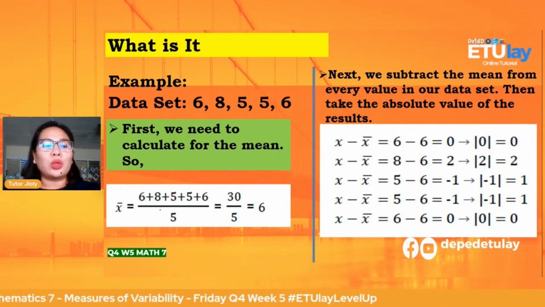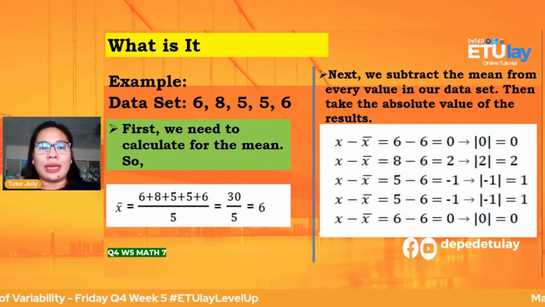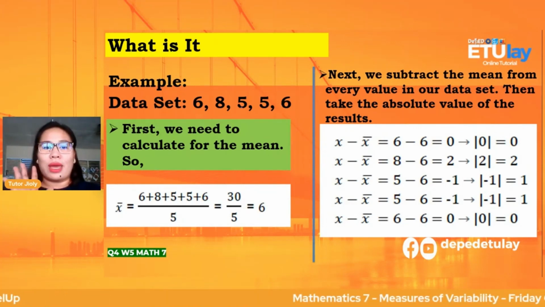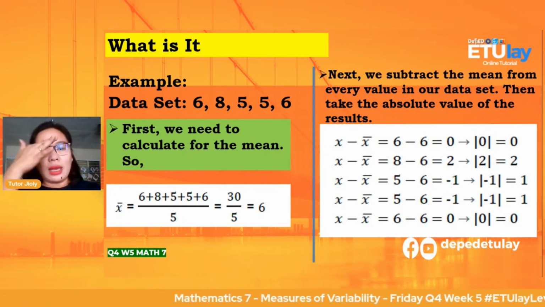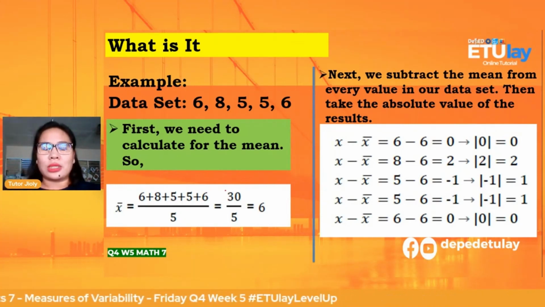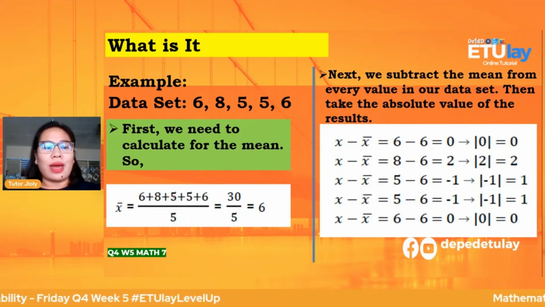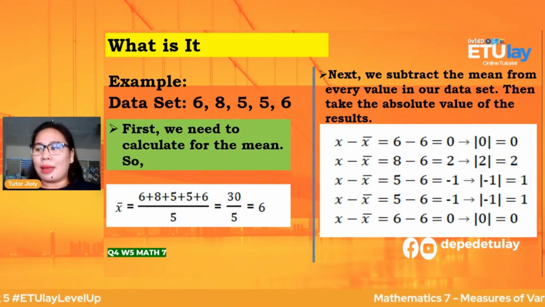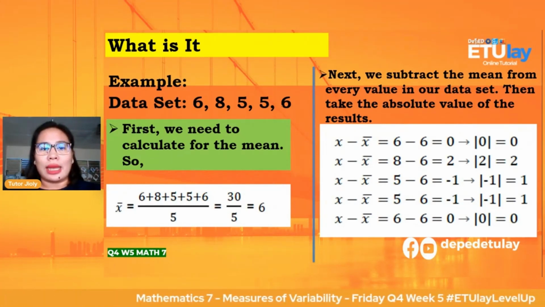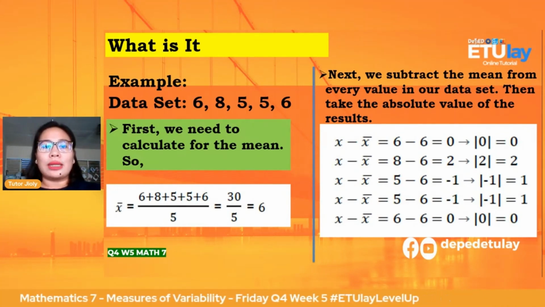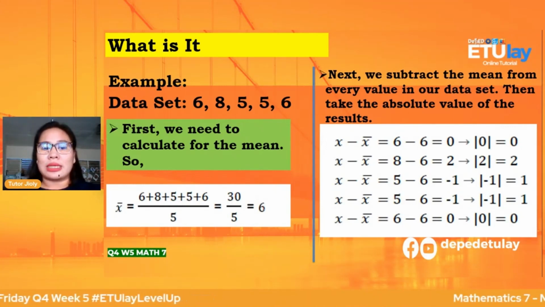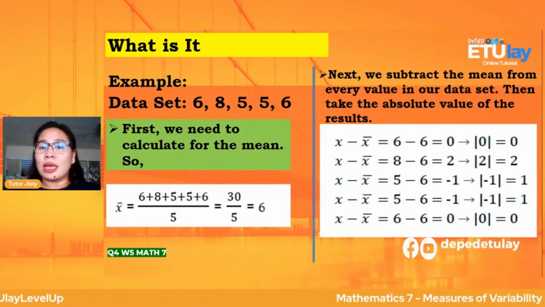We are going to add all the data then i-divide natin kung ilan sila. Yung data natin, we have 5 data. Tama? So after we add, we're going to divide lang by 5, the number of data. So, inad natin 6 plus 8 plus 5 plus 5 plus 6. That is 30. Tama? Then i-divide natin kung ilan po yung data natin. So meron tayong set of data na 5. So we have 30 divided by 5, that is 6. Now, our mean is 6.